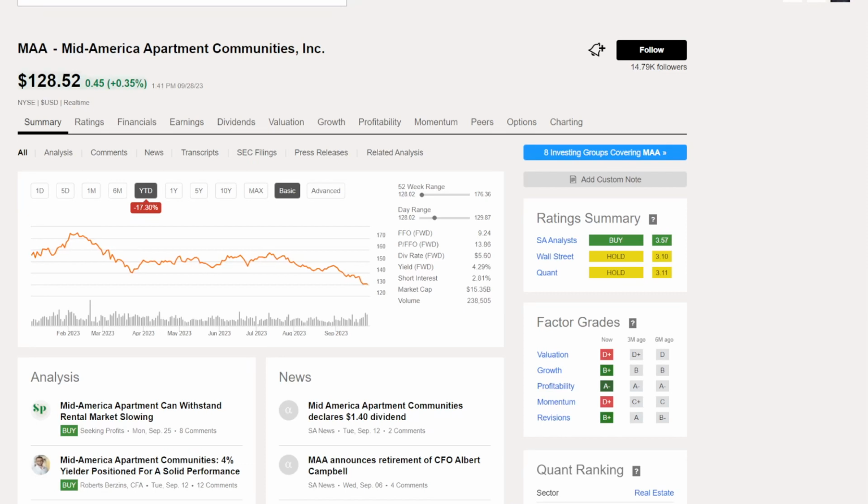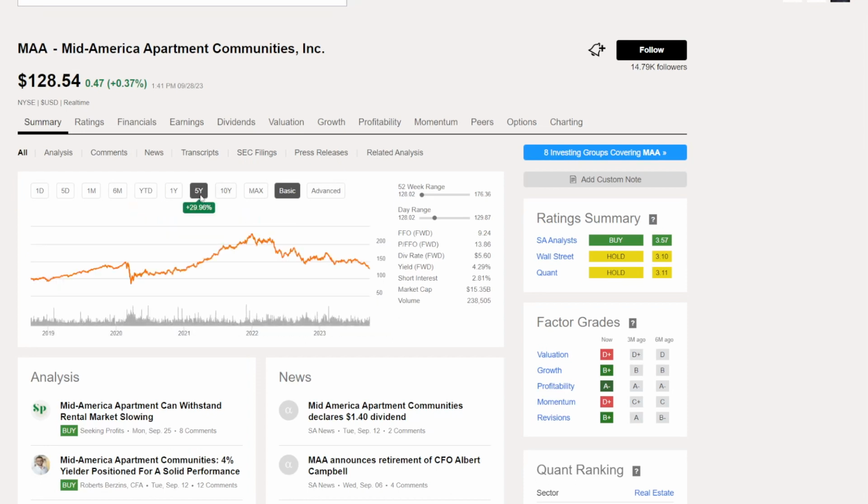Just like the entire REIT sector, MAA has been down this year, with the stock seeing a decrease of over 17% year to date. Looking at a longer time frame, the company is up over 30% in the last 5 years. However, this is without including dividends. Dividends are a big part of the reason why investors invest in REITs, and MAA pays out a yield that is currently sitting at just under 4.3%.